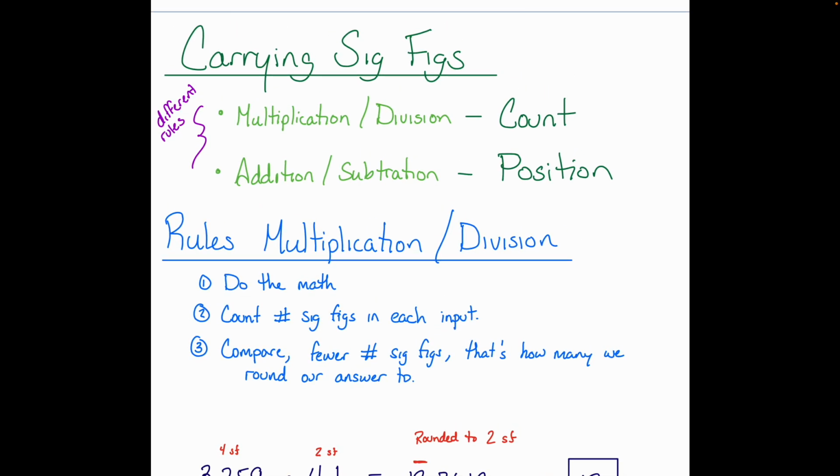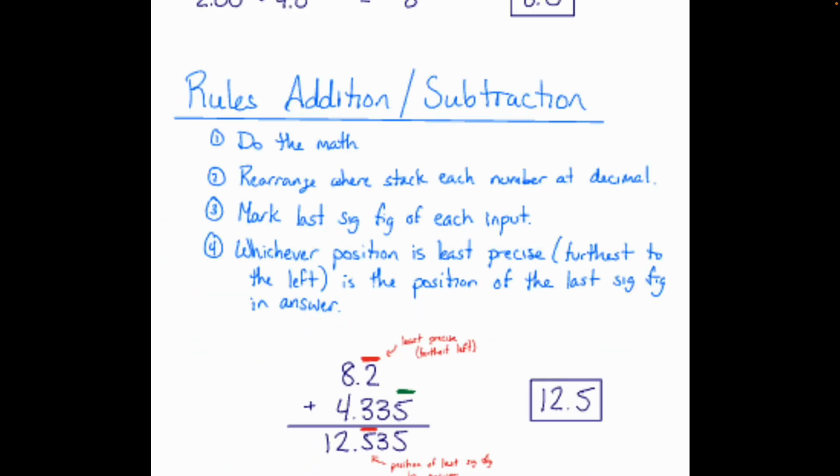All right, so again, just trying to boil these rules down into one word that's going to help me remember the difference. When I'm doing multiplication and division, I'm counting sig figs. When I'm doing addition and subtraction, I'm paying attention to the position of that last sig fig. All right, so let's just do some addition and subtraction practice here.